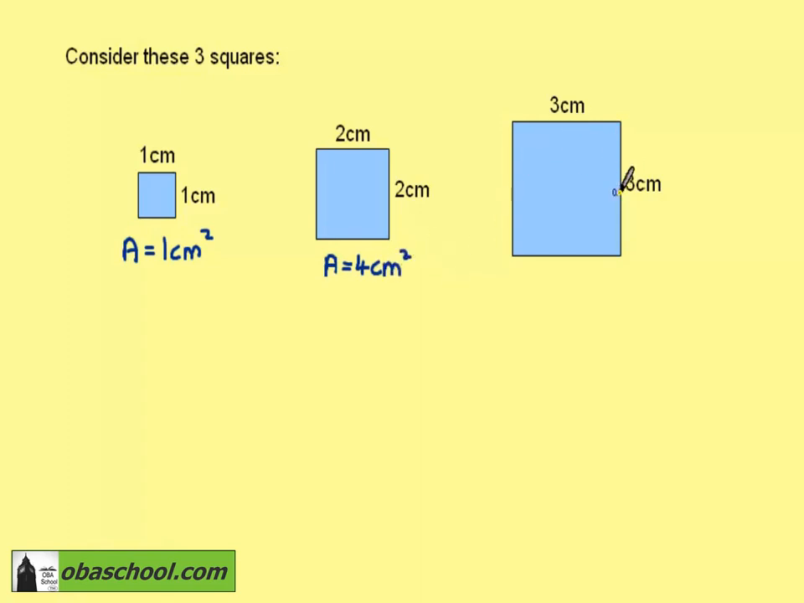This square is 3 centimetres by 3 centimetres. Its area is 9 centimetres squared. Remember that all squares are similar, and let's consider the ratio of the lengths of the three squares. One to 2 to 3.